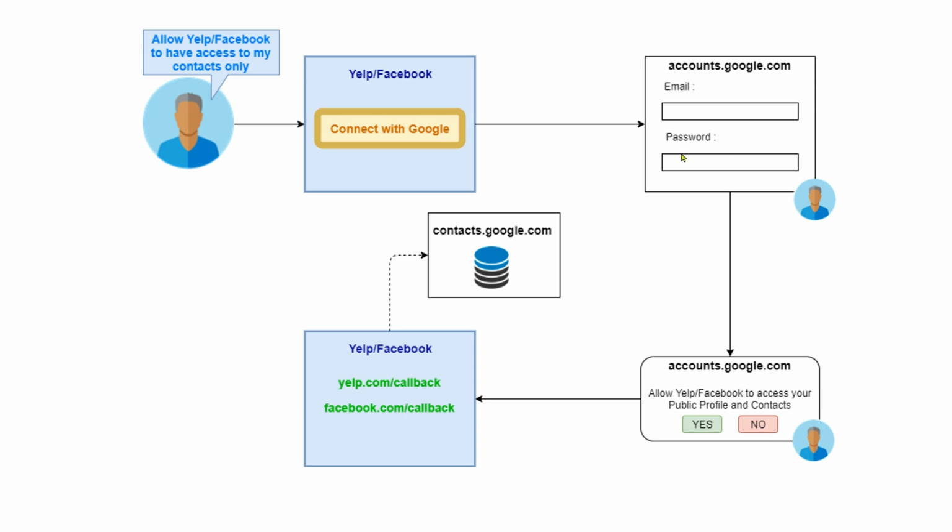When the authentication is successful, the user is asked whether he wants to allow Facebook to access his public profile and contacts. Then you have to click yes. If the user clicks yes, he is redirected back to Facebook, and Facebook will be given all the required data. What is Facebook asking here? Contacts. So the contacts will be given to Facebook. And if the user says no, I don't want to give access, then the session is terminated.